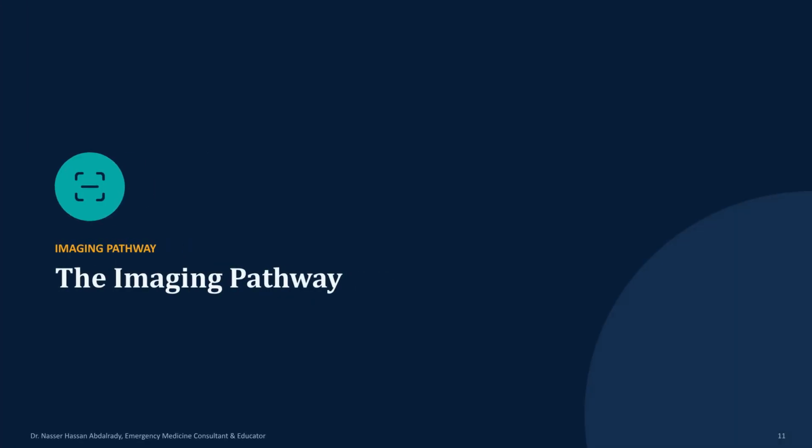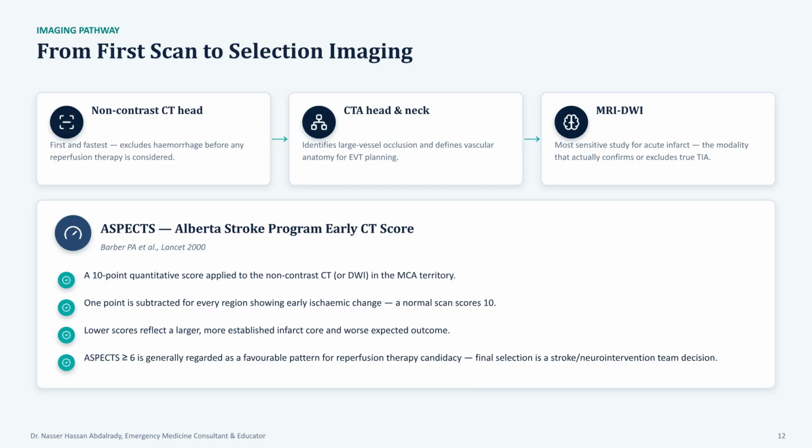Finally, we will outline the recommended imaging pathway. The process typically starts with a non-contrast CT, followed by CTA of the head and neck, and potentially MRI DWI. We also use the ASPECT score to evaluate early ischemic changes.